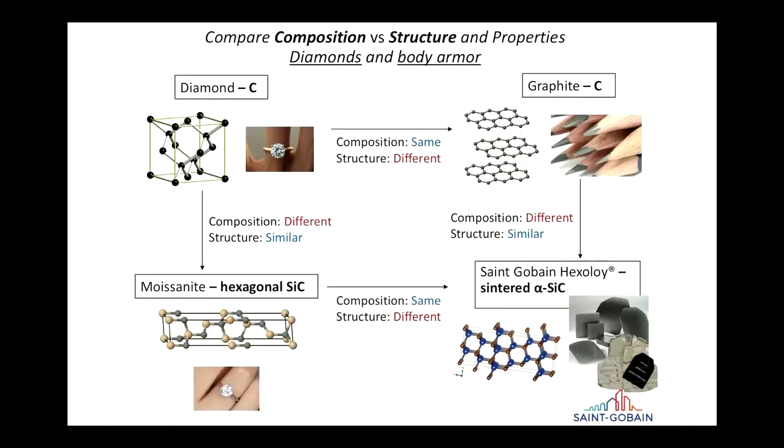Okay, here's my last one. I think this is really cool. Diamonds and body armor. Do you think they're related? They are related. Yeah, because I'm teaching you that they're related, right? Okay, diamonds. Diamonds are made up of pure carbon, just carbon atoms in this tetrahedral environment.